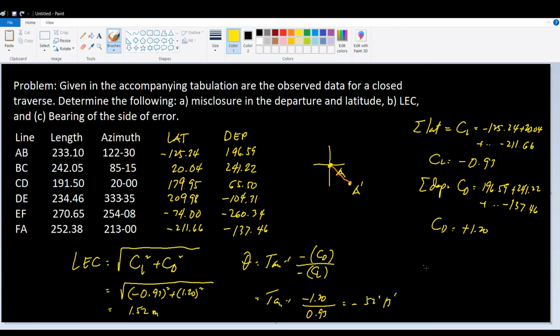And what is the direction of the linear error of closure? Net negative for the latitude, so opposite to that it will be north. Net positive for the departure, so opposite to that is west. So that is 52 degrees and 13 minutes from A prime to A in a northwesterly direction.